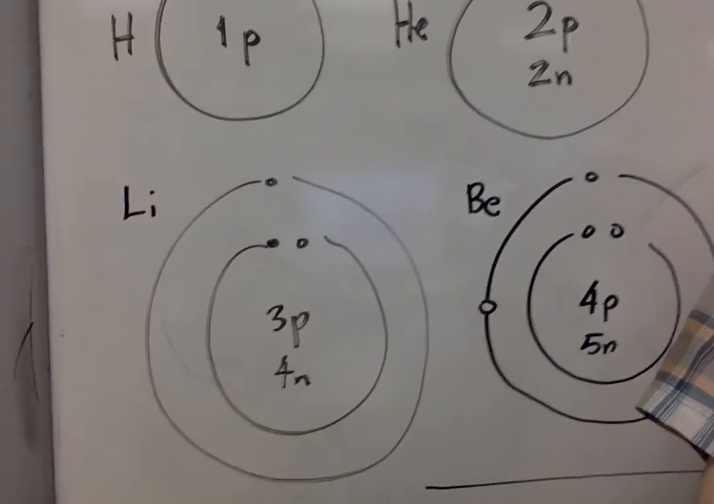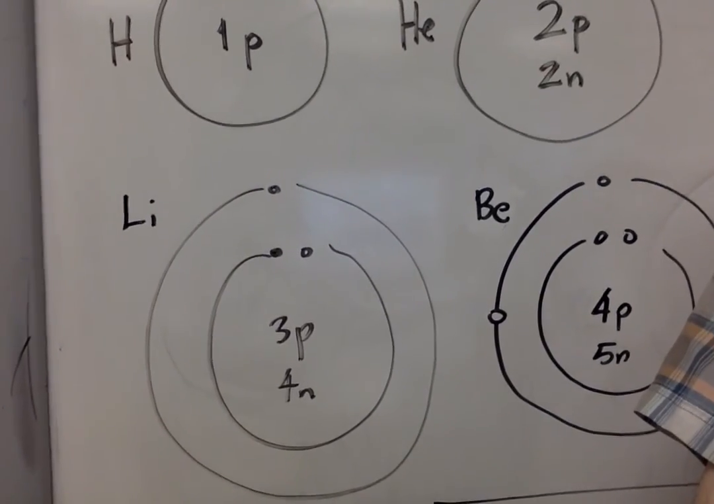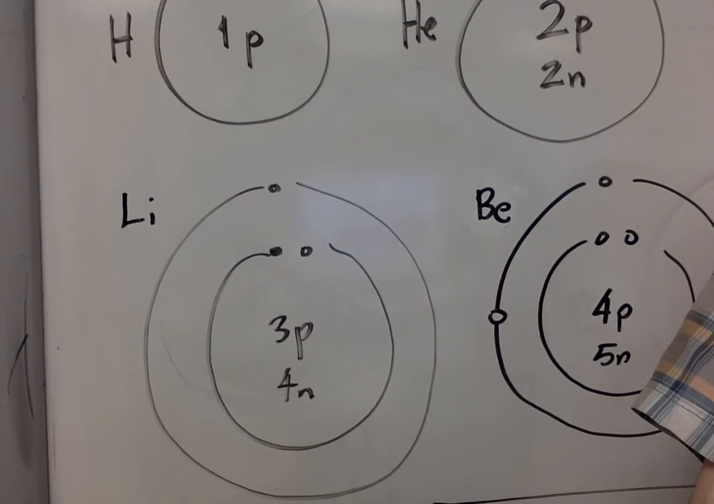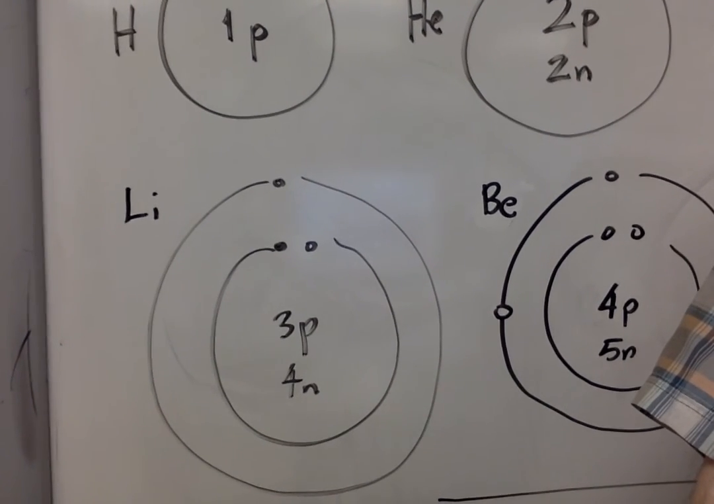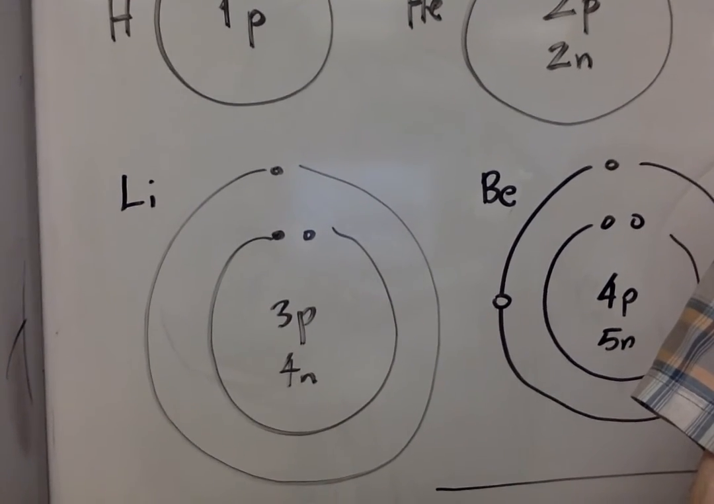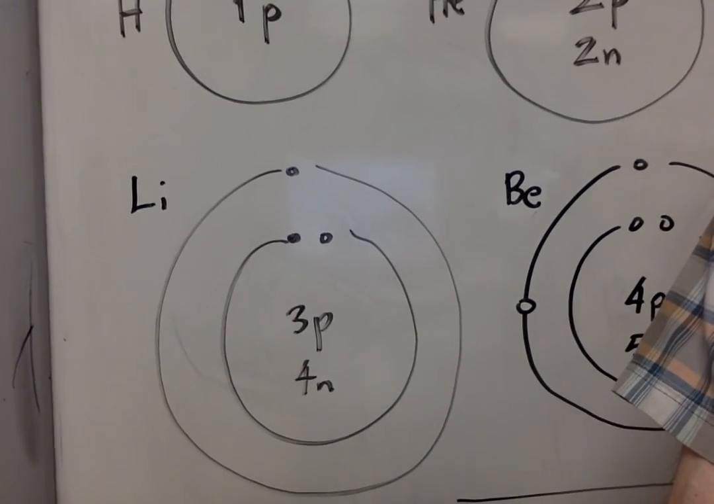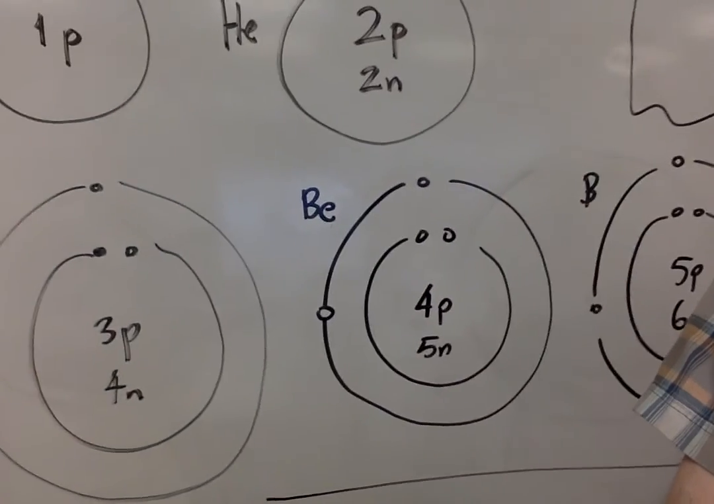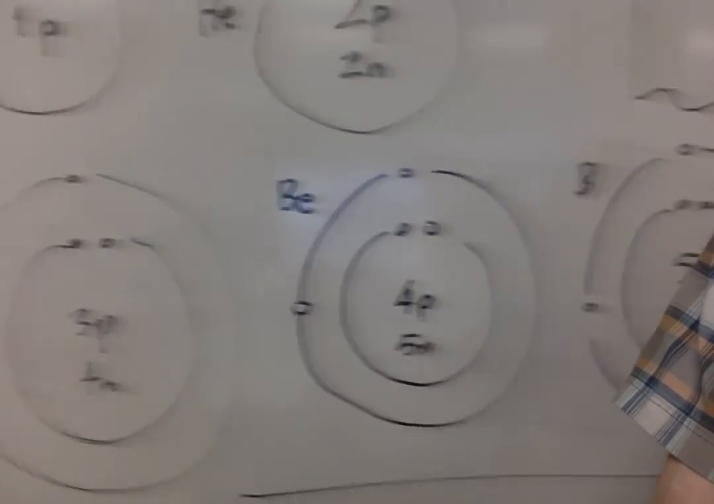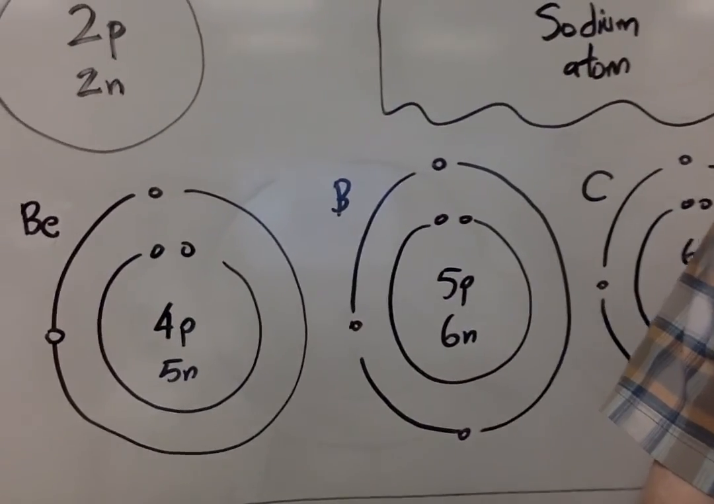Going down to the second row, we see that we're starting to fill another shell. Notice, shell 1 got filled. We have to start filling shell 2. In lithium, we only need to place 1 electron there. Beryllium, we're placing 2. Boron's got 3 in there.